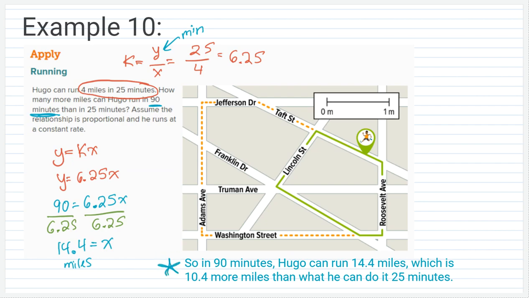Hopefully that helps with the equations of proportional relationships concept that you are covering in your class.